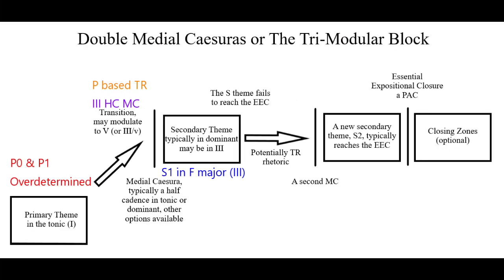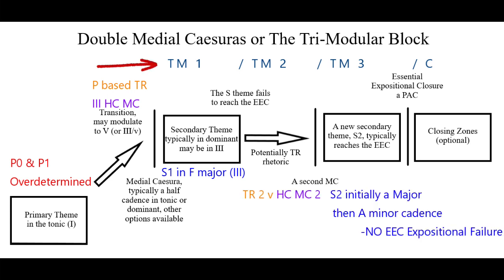This opened a space which Hepokoski and Darcy refer to as the Tri-modular block. In this chart, you can see a tri-modular block, or TMB, has 3 sections: an initial S which fails to close, a second transition and second medial caesura, and a second S. In Sonata Theory, these sections are labeled TM1, TM2, and TM3, but I prefer to just label them S1, TR2, MC2, and S2, as I think that makes it clearer what's going on and how these themes function.